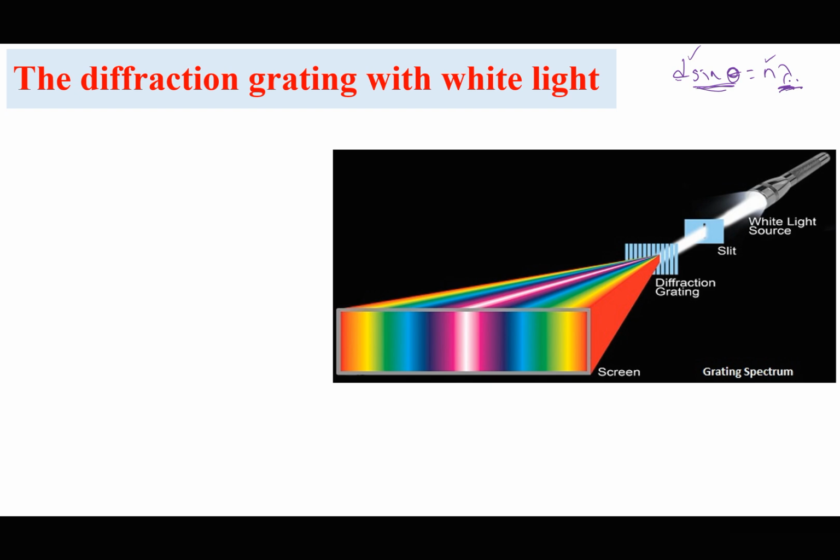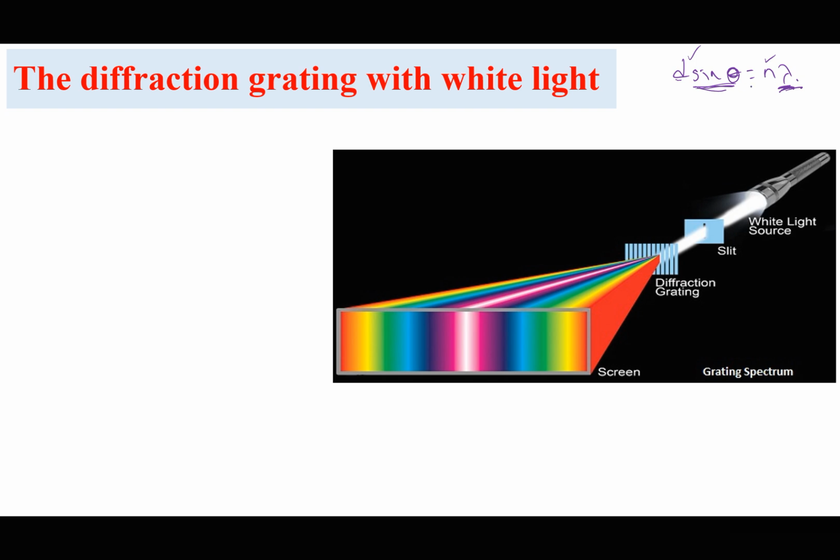So what is the effect? Each color is most likely going to form its own pattern. However, at the center where theta is 0, all the colors travel the same distance to reach the center. So it means the path difference will be 0 for all the colors.